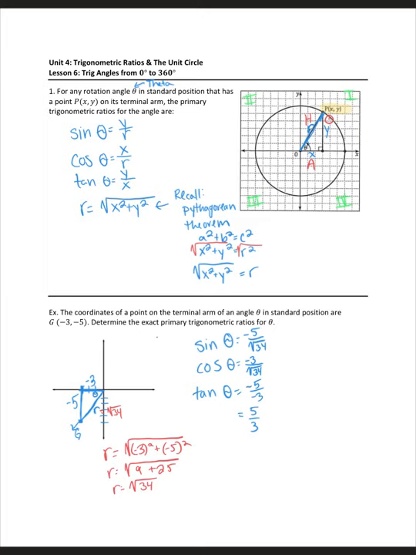Now we can identify our sine, cosine, and tangent. Something to make note of too is when you have a negative, make sure that negative comes through when you write your primary trig ratios. So our sine of theta is going to be a negative 5 over radical 34. Our cosine is our adjacent side, which is a negative 3 over our hypotenuse of radical 34. And then lastly, our tangent is opposite over adjacent, which is a negative 5 over a negative 3. And a negative over a negative is going to become a positive 5/3.